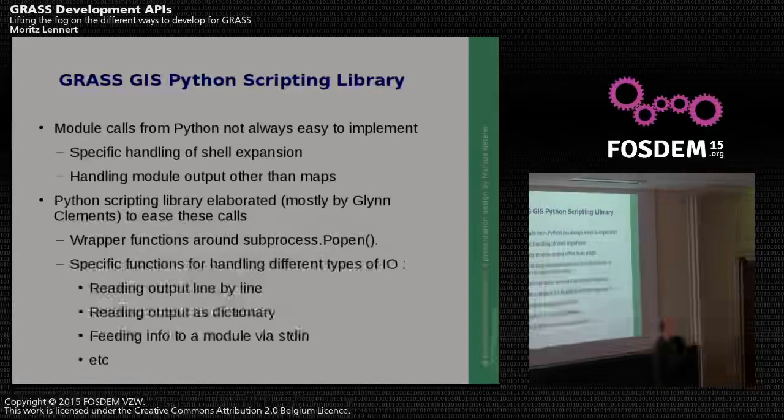And so a Python scripting library was developed to ease, let's say, these system calls to Grass modules. The entire library is built around subprocess Popen within Python, and almost all the different functions of that library are just wrappers around that. You have specific functions to handle different types of input-output. You can read output line by line, you can put it out as Python dictionaries, or you can actually work through the standard flows as well.